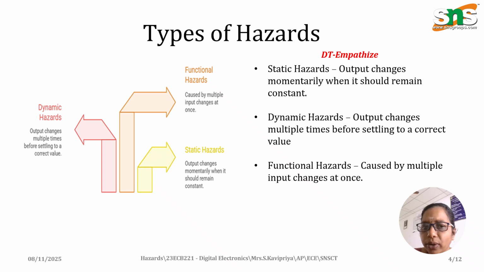Next I am going to discuss the types of hazard. Hazards in sequential circuits are classified into static, dynamic and functional hazards. In a static hazard, the output changes momentarily but it should remain at a constant value. In a dynamic hazard, the output changes multiple times before settling to the correct value. And a functional hazard occurs due to multiple changes of the input.